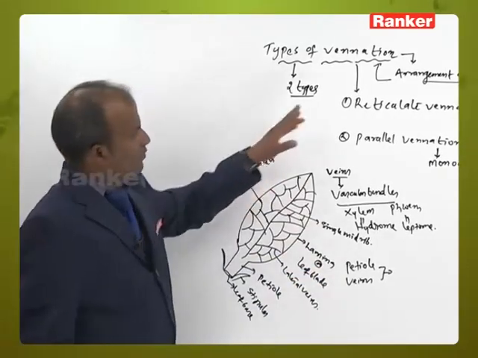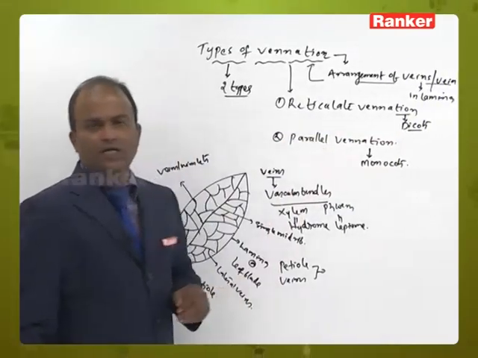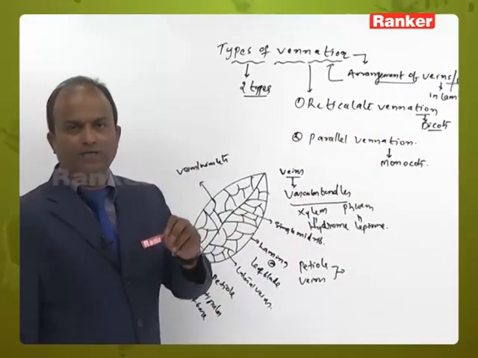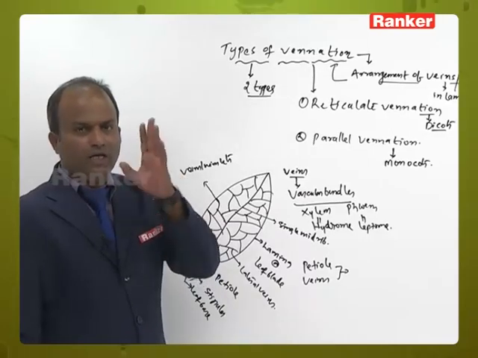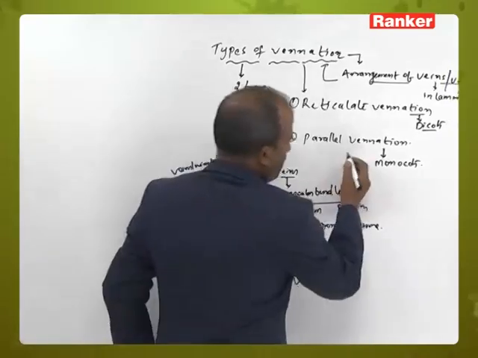This type of reticulate venation can be seen in dicots. Next goes to parallel venation.